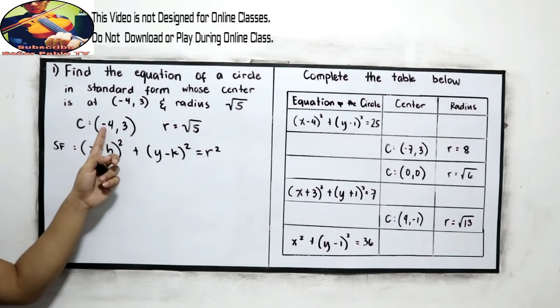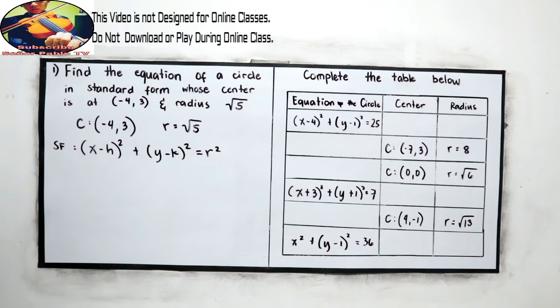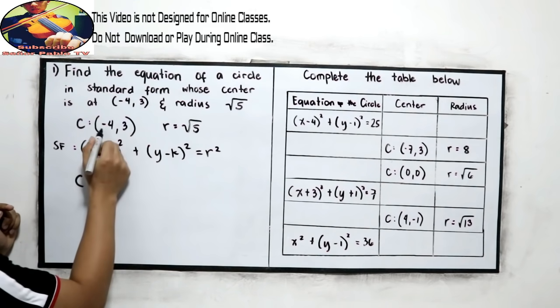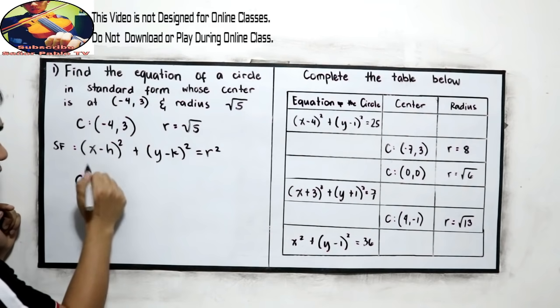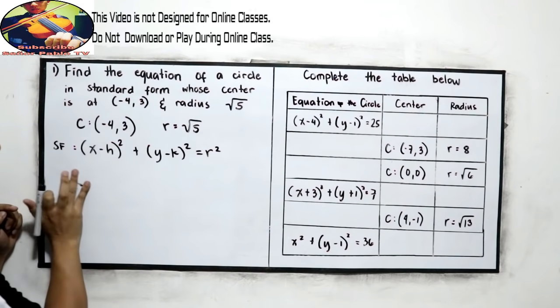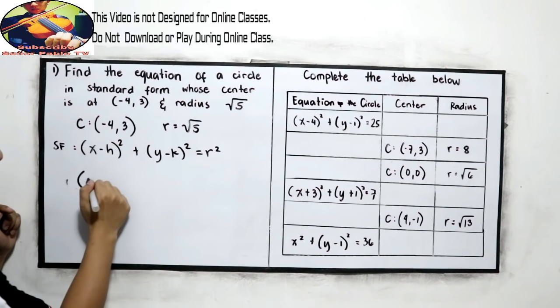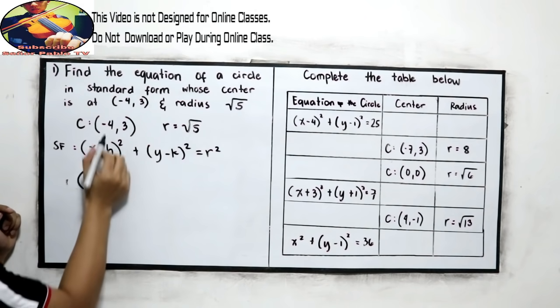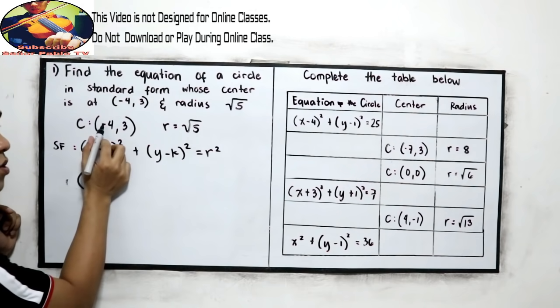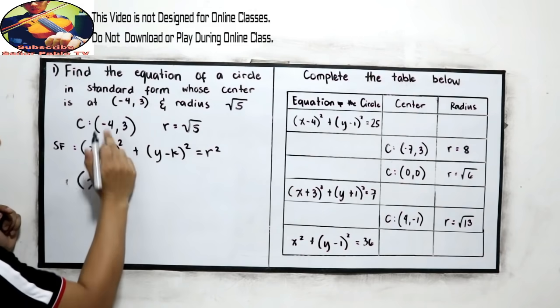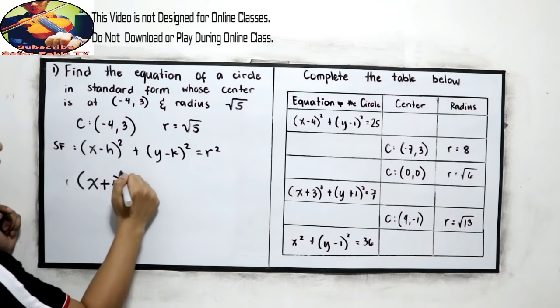The given is the center and the radius. Let's just substitute. Focus on our center. The standard form is (x minus h). So for x, just reverse the sign: negative 4 will become positive 4, raised to 2.